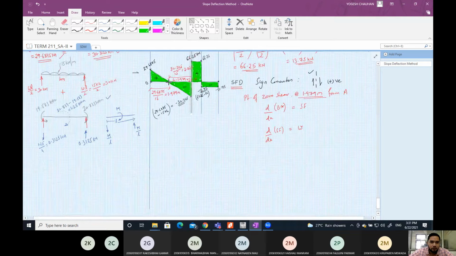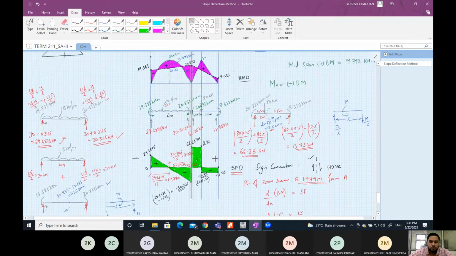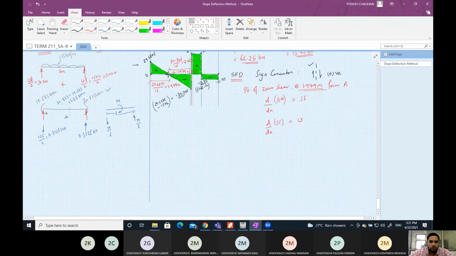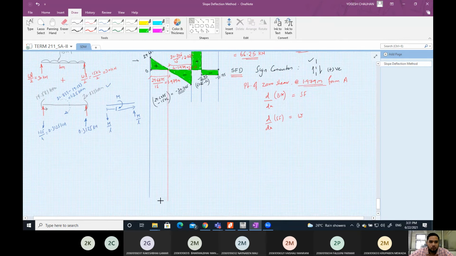Let us draw the lines. This is the point where the bending moment will be maximum. So we are drawing a line there also.